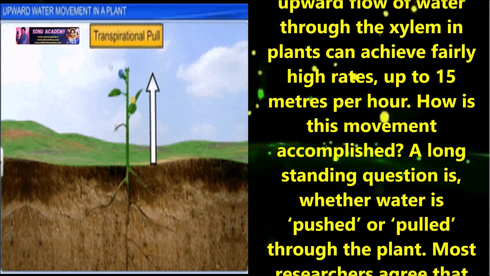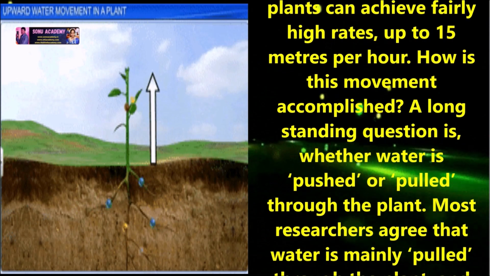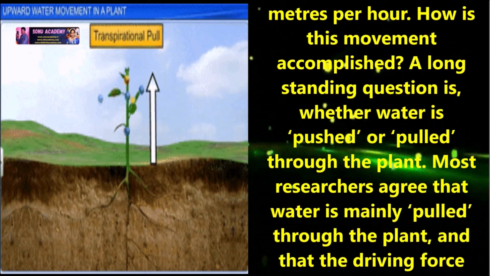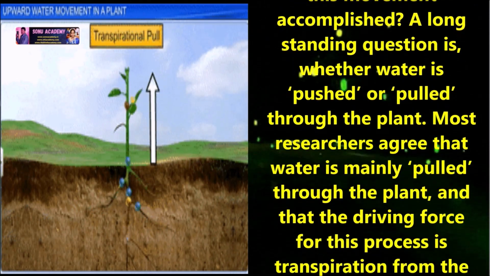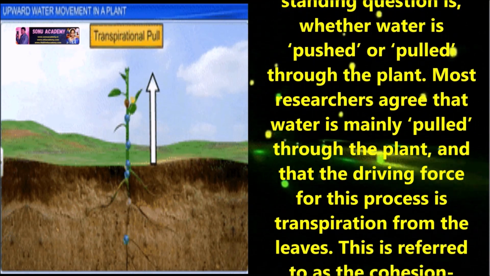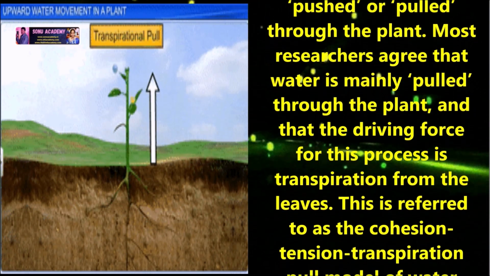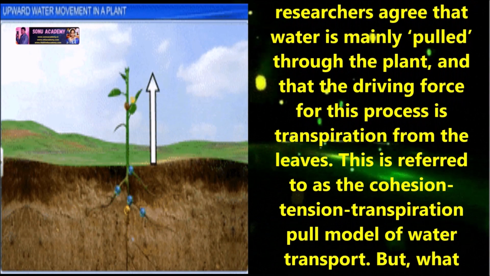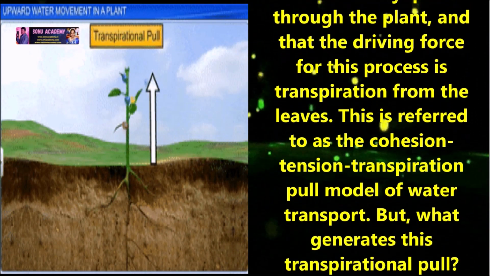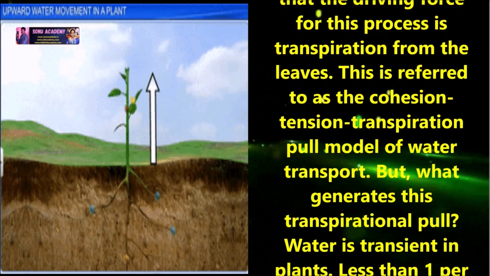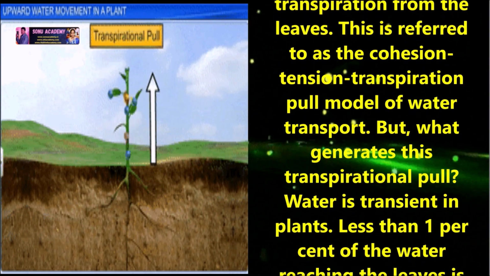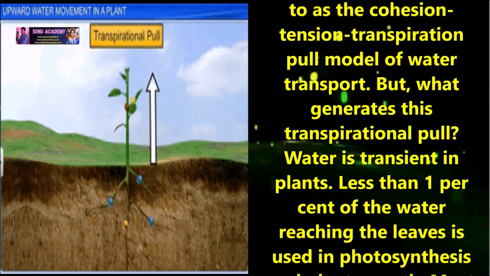A long-standing question is whether water is pushed or pulled through the plant. Most researchers agree that water is mainly pulled through the plant and that the driving force for the process is transpiration from the leaves. This is referred to as the cohesion-tension transpiration pull model of water transport. But what generates this transpirational pull?